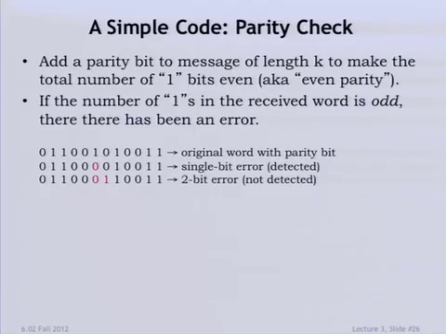The number of errors you can detect is d minus 1. That's 1. And the number of errors you can correct is the floor of (d minus 1) divided by 2, and you can't correct any errors.